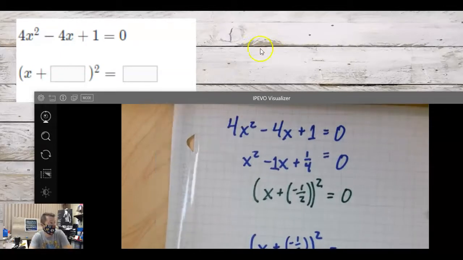Yeah, let's do another one that does need modified. So I'm going to stop this recording and then find one that doesn't work out so nice.